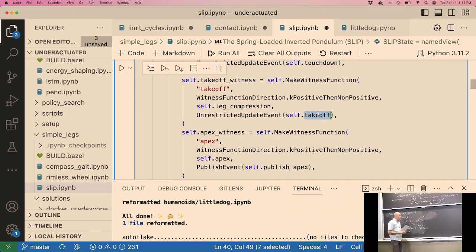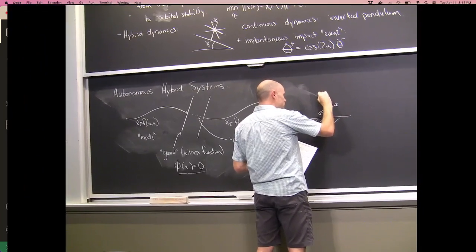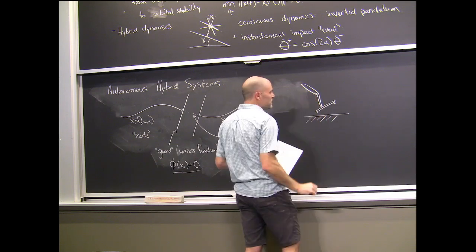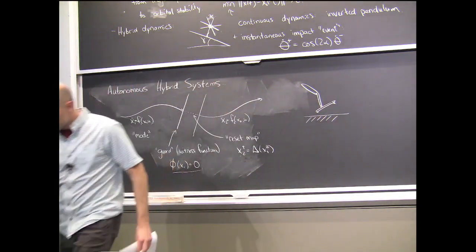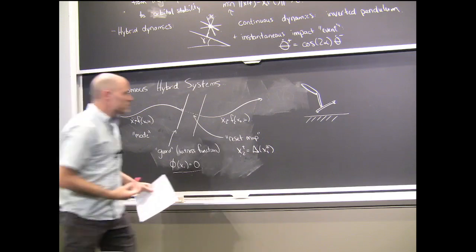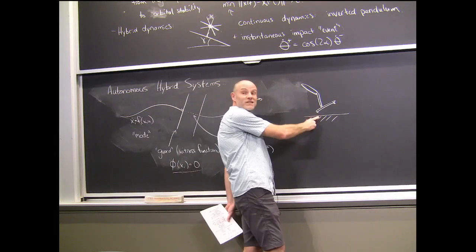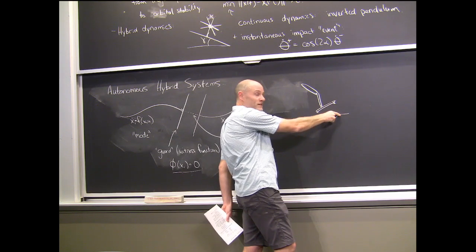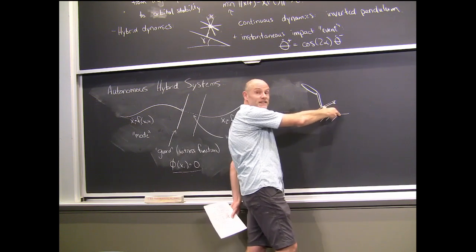Good. And for a more interesting walking robot, sorry for the art skills or lack thereof, this is my robot's foot, and I'm going to put some sort of pointy things on there just so it has a few contacts. And I'll give it an ankle here and a leg here. You could imagine having a discrete event when the heel comes down, another when the forefoot comes down, and then a discrete event when the heel comes up, right?